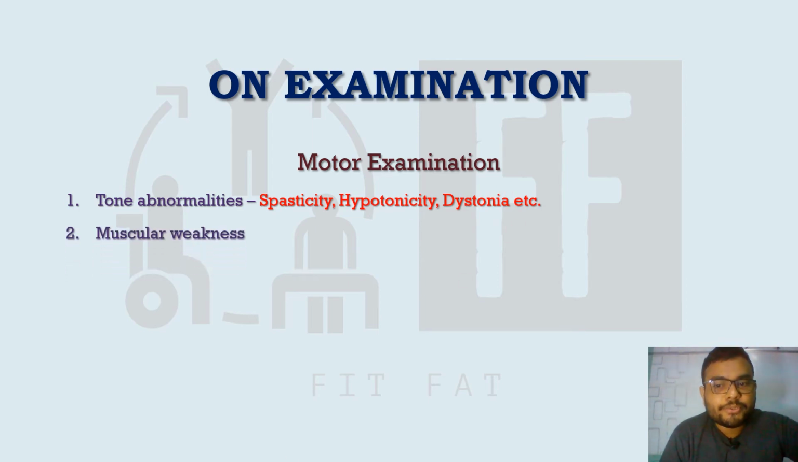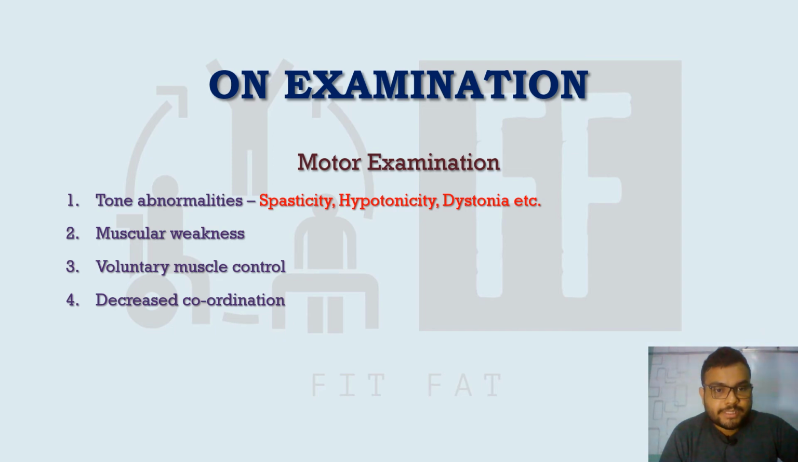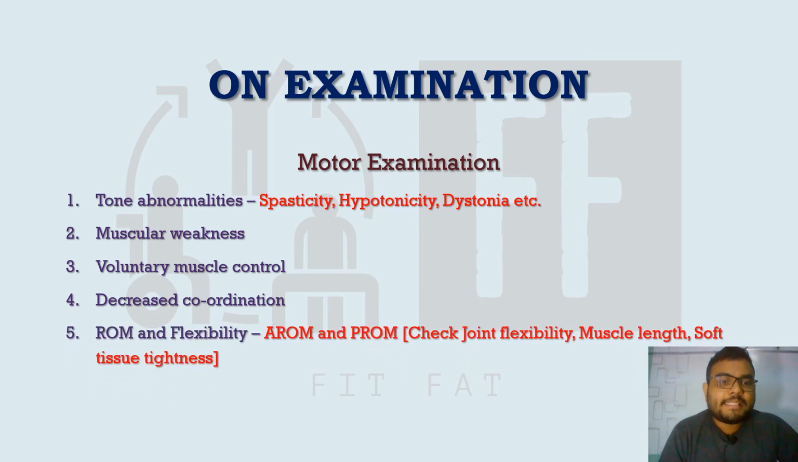Then you need to check the muscular weakness, right? Then you need to know about the voluntary muscle control that the child can perform. Then you need to check if there is decreased coordination, if the balance and coordination is less in them. Then you need to check the range of motion and flexibility part. Now here you can check the active range of motion and the passive range of motion. Also you need to check the joint flexibility, the muscle length, soft tissue tightness, and so on.